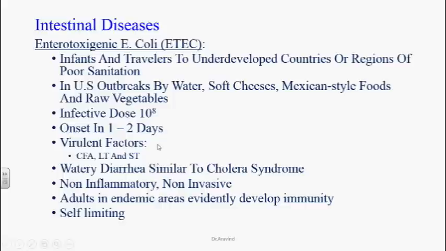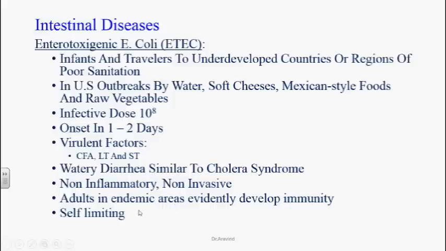The major virulence factors in causing enterotoxigenic E. coli travelers diarrhea are the colonizing factor antigen, heat labile toxin, and heat stable toxin. And we can see a watery diarrhea, and this diarrhea is always similar to cholera, a cholera-like syndrome. And this diarrhea is non-inflammatory, non-invasive, and it is self-limiting the majority of the times.